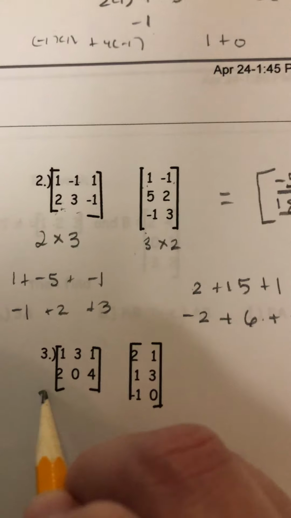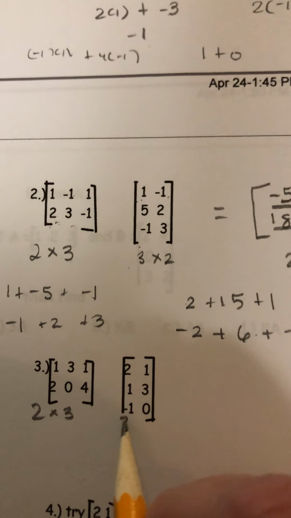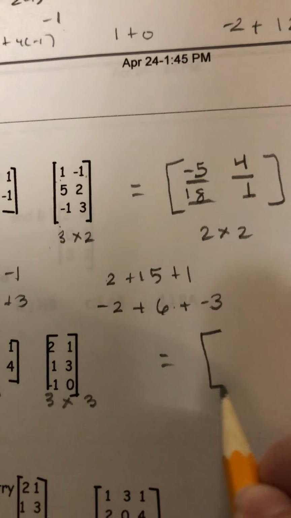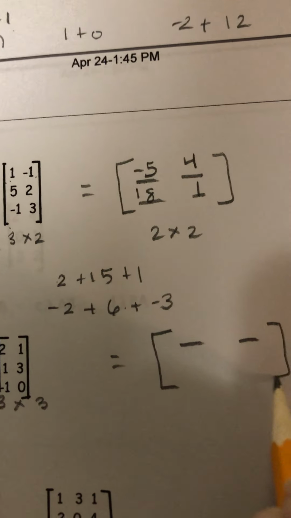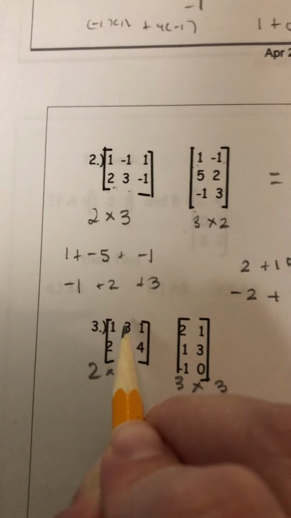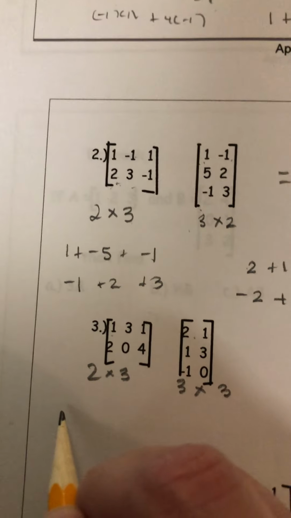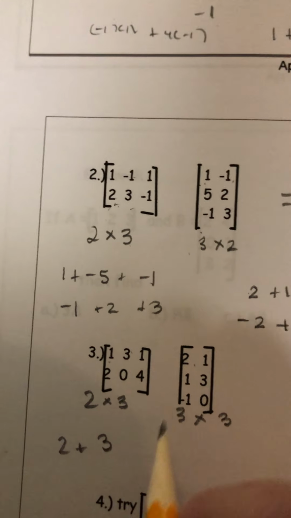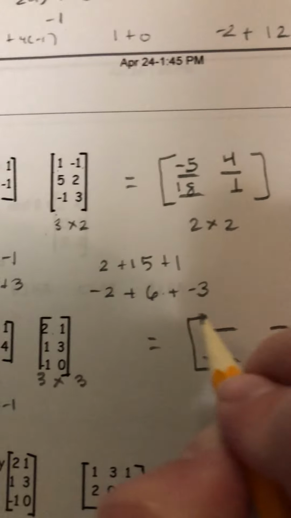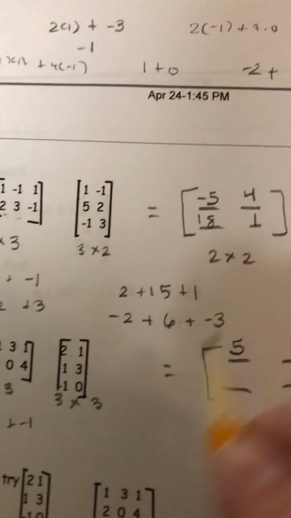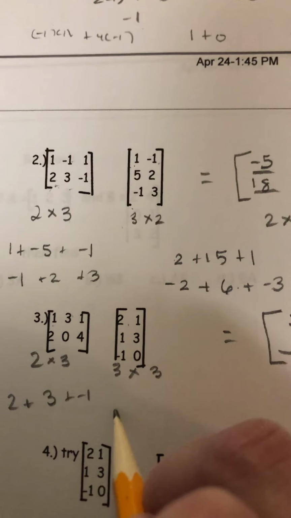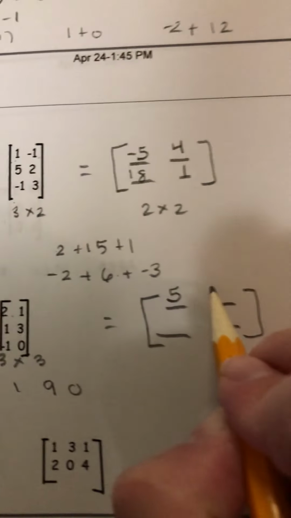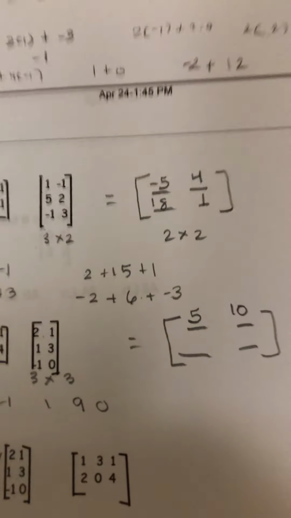Same thing here. We have 2 by 3, 3 by 2. So our end result will lead us to a 2 by 2 matrix. So again, 1 times 2, 2. 3 times 1 is 3. 1 times negative 1 is negative 1. We get here 5. 1 times 1 is 1. 3 times 3 is 9. Ooh, anything times 0, 0. So we'll get here 10.